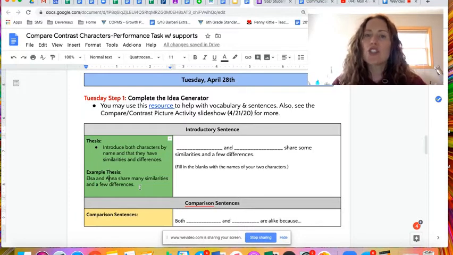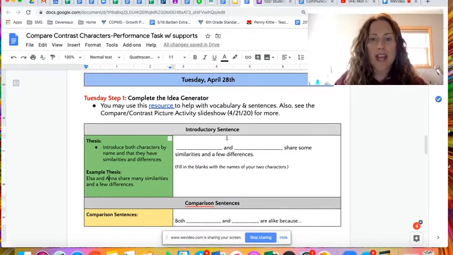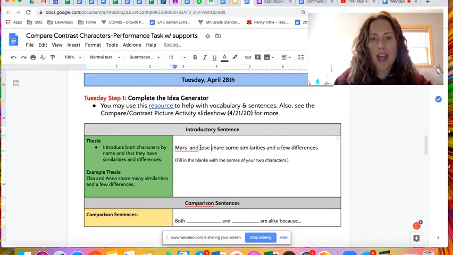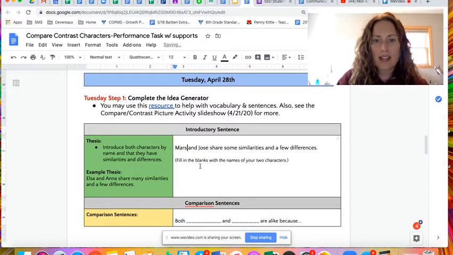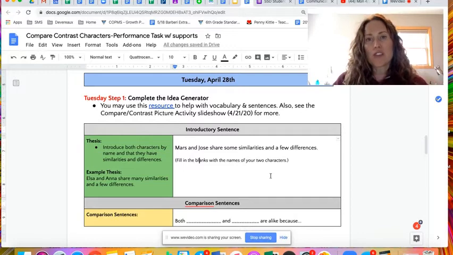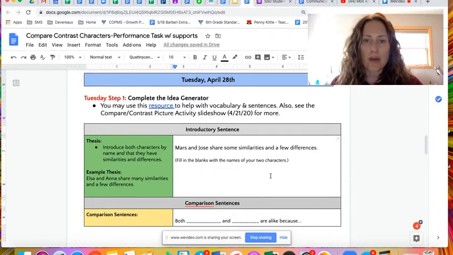So you're going to take the two characters you were thinking about. I originally wrote about Mars and Jose. So I would take this section here and write Mars, and I will delete these lines here, and Jose share some similarities and a few differences. Make sure I get rid of that space. And where it says fill in the blanks with the names of your two characters, you can delete that out, okay? So I'm really just filling in the blanks for sentence one. We have the sentence structure for you, okay?